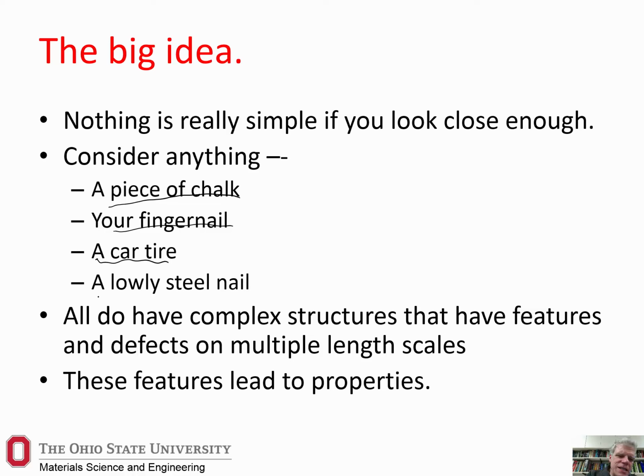Even if you look at a steel nail, what could be simpler than that? There are all kinds of phases. There are crystals. There are little bits of carbide in there. There's a grain size that's being stabilized by those carbides. It has a certain hardness, a certain ductility. All of these very simple things, and anything indeed that you look at, has all kinds of features at all kinds of length scales, and those features are what lead to properties. That really is the heart of what material science is all about.